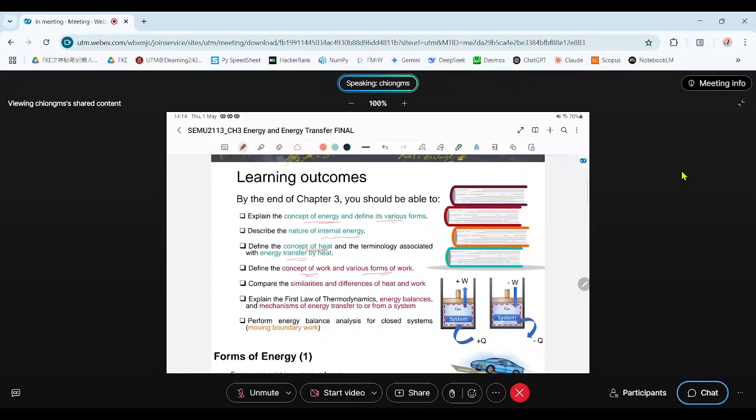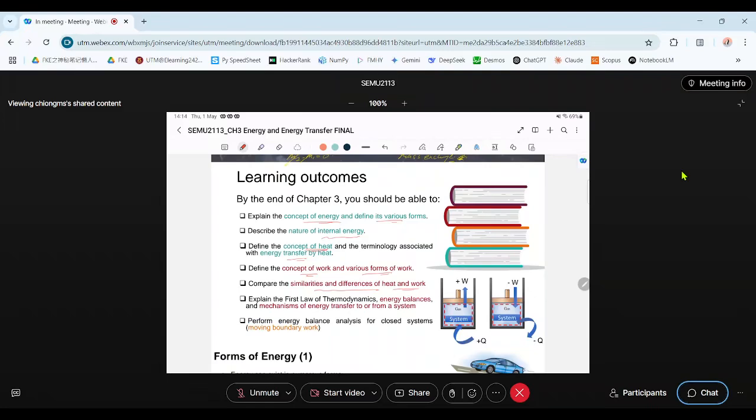And then the similarities and differences between heat and work. They are all energy, really, but they are different forms of energy, so we call them differently. So there's something different about them, but generally they are similar.